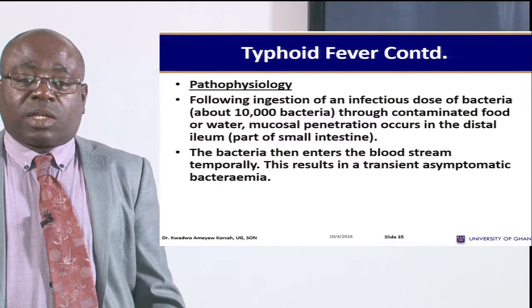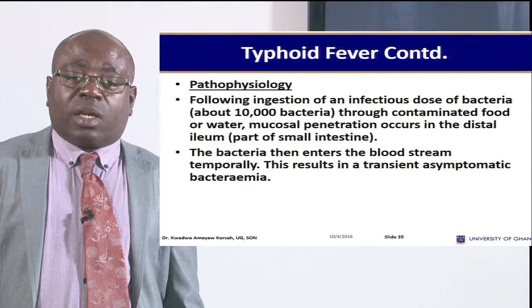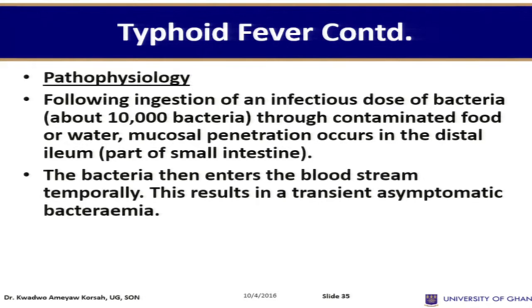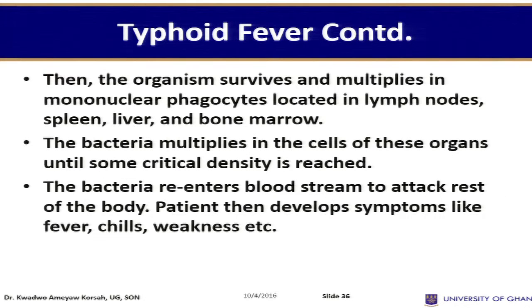So the pathophysiology, following ingestion of an infectious dose of the bacteria, for instance about 10,000 bacterial load through contaminated food or water, or through mucosal penetration, occurs in the distal ileum, and that is part of the small intestine. And then what happens is that the bacteria enters the bloodstream temporarily, and this results in the transient asymptomatic bacteremia. And here we may not be able to identify clinical manifestations.